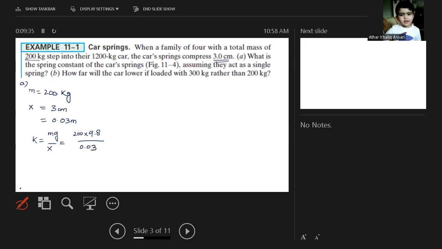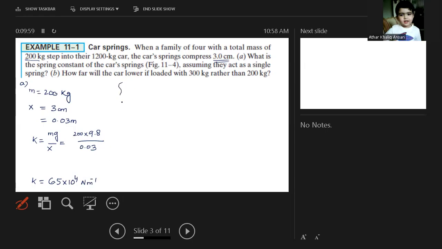So this will be the value of k, and k can easily be found. It would be approximately 6.5 times 10 to the power of 4, and the unit is Newton per meter.